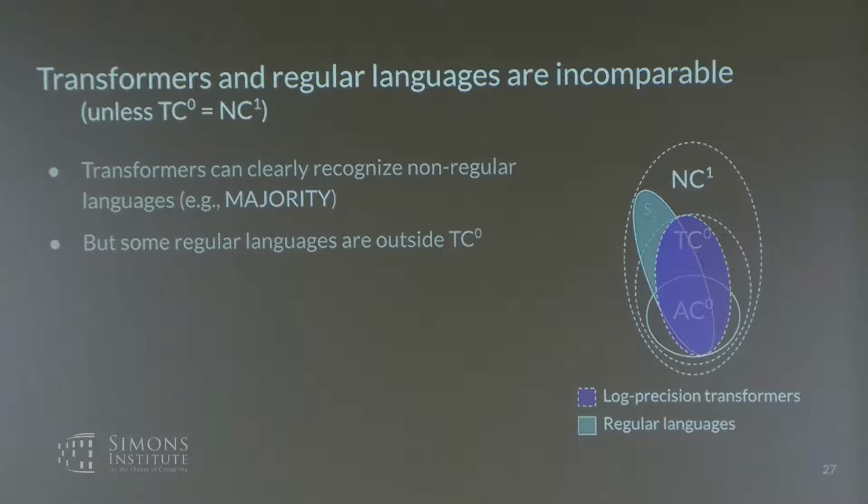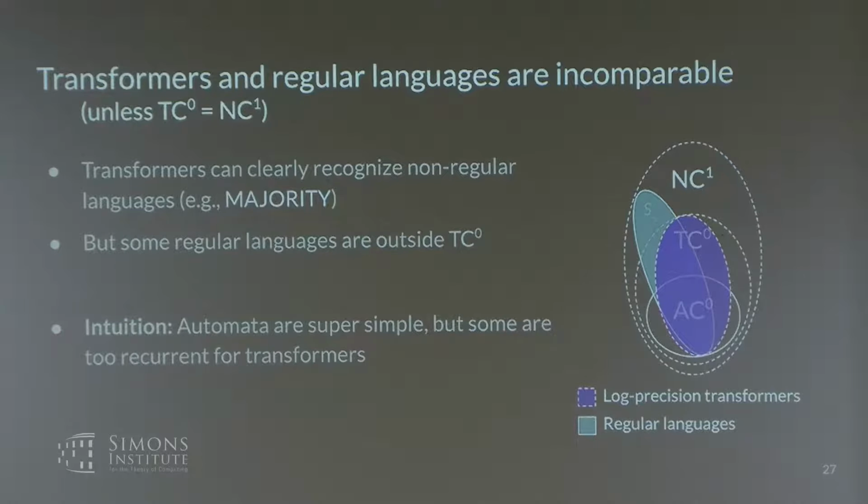Bingbin mentioned this permutation composition S5 word problem task. That's one such language, as you can see in the figure. An intuition here is that automata are very simple, but some of them are inherently recurrent. They require going through the input left to right. And that's why transformers can't express these hard, inherently sequential automata.